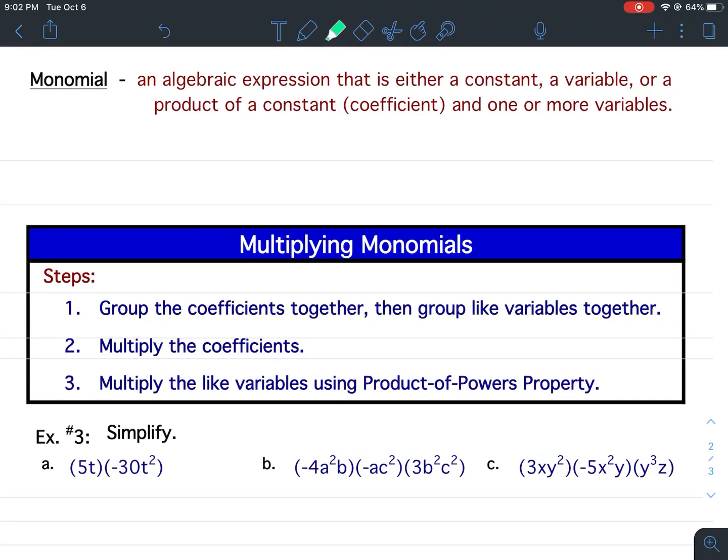Multiplying monomials, lesson 4.1 notes. Before we can understand how to multiply monomials, you have to understand what a monomial is. So take a moment and write the definition for monomial down. That's what I am highlighting right now.